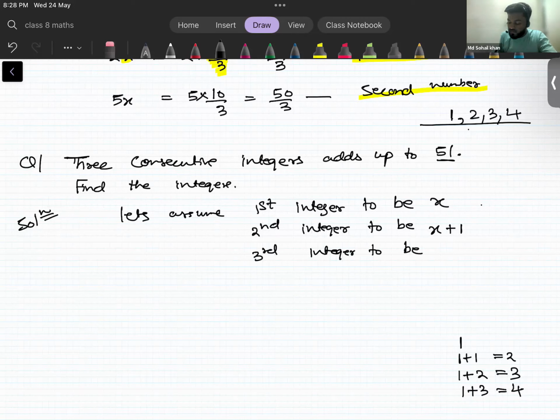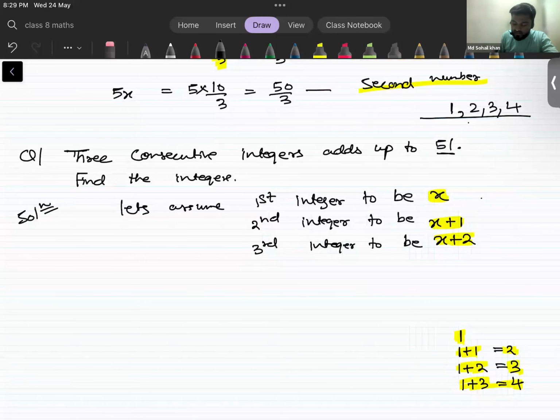Yes, sir. Sorry. Look, just like how we find the consecutive integers like this, 1, 1 plus 1 gave you 2, then 1 plus 2 gave you 3, and so on, you got 4. So our first integer we assumed to be x. For the next consecutive integer, we simply added 1 to it. Afterwards you will add 2 to x. So these are your three consecutive integers. I hope there's no confusion in understanding this. If you understood this, then it's very simple further on.